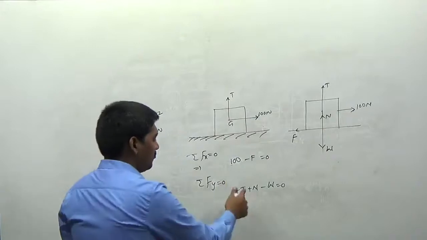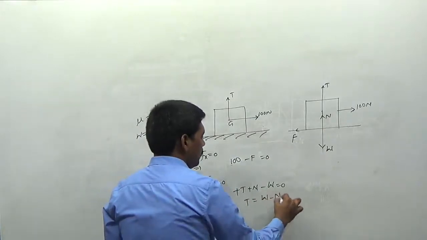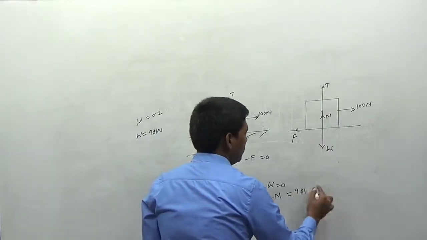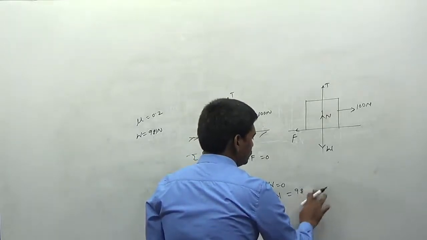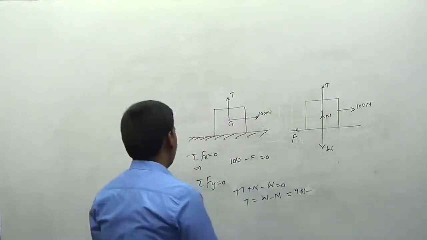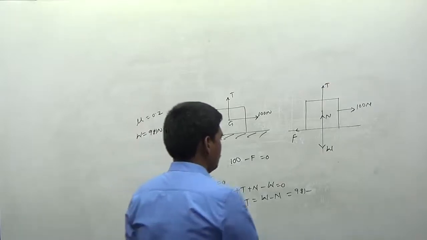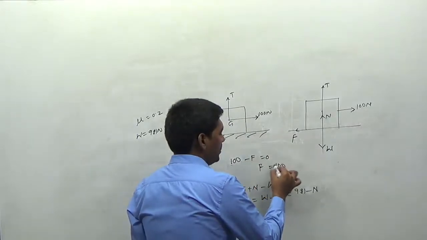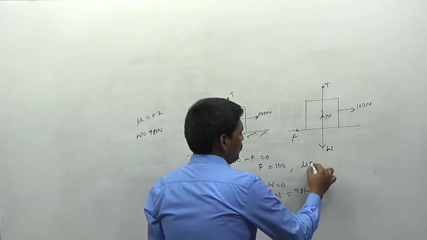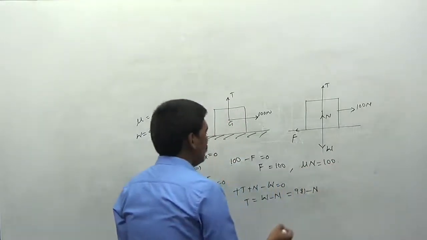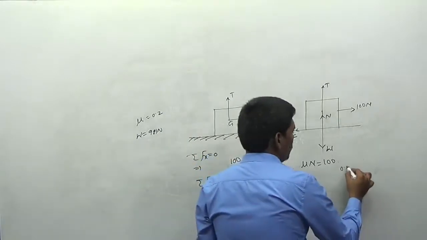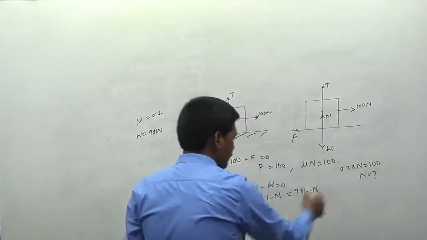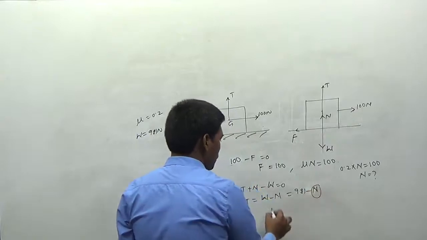Okay. So now we need the value of T. So T is always equal to W minus N. What is the value of W? W is equal to 981 minus, so what is the value of normal reaction here? You can determine the value of normal reaction from this equation. So F is equal to 100 here. F is nothing but mu into N, equal to 100. What is the value of mu? 0.2. Therefore 0.2 into N will be equal to 100. Then you can determine the value of N from this relation and substitute the value of N in this equation here. Then you can determine the value of T.